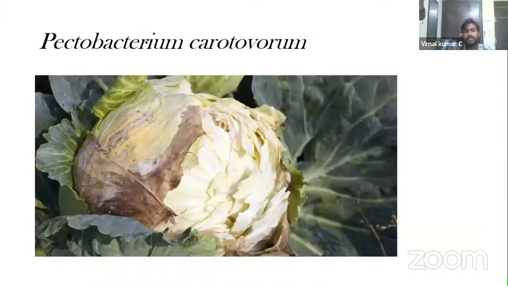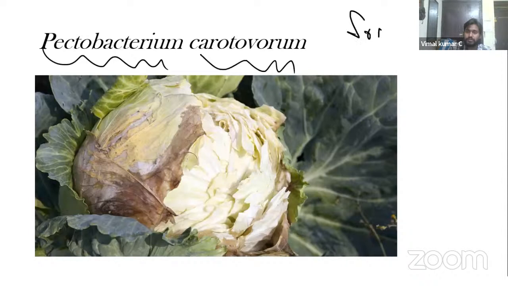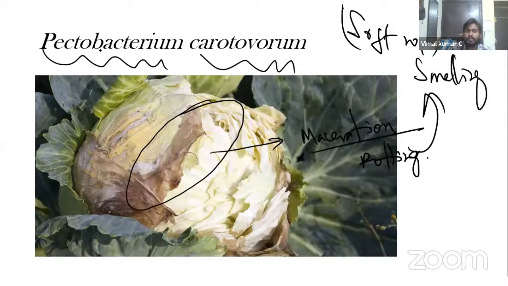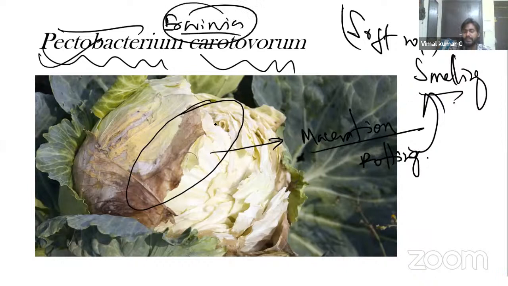Then another one is Pectobacterium carotovorum, which causes soft rot. As I told you, it will produce pectin-degrading enzymes, right? So that's why we can see the rotting or maceration of the tissue. If it is rotting, you will know that it will be smelling, right? The smelling of the disease is most probably caused by either Pectobacterium or Erwinia, soft-rot-causing bacteria, because they degrade pectin. Thereby, infection by secondary pathogens can also occur. So that is the major criterion to identify it.